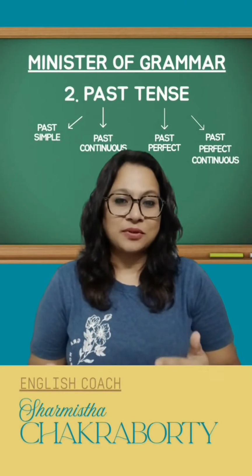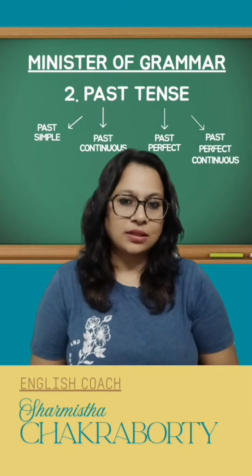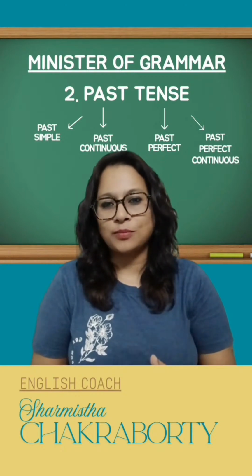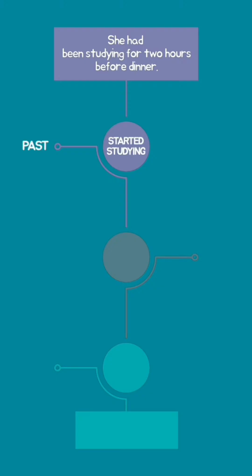And finally, past perfect continuous. This is used for those actions that started in the past, continued for some time and stopped before another action. Let's understand this with an example. She had been studying for 2 hours before the dinner. Here, the focus is on the duration of the past action.